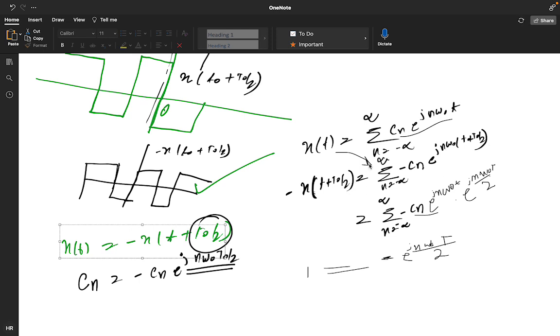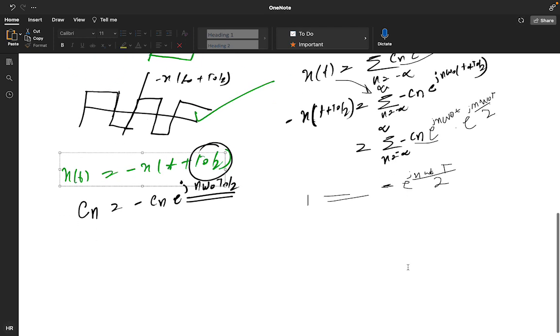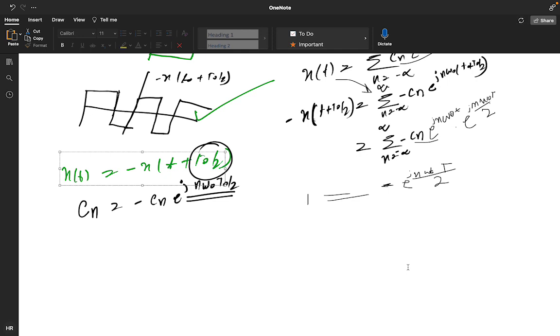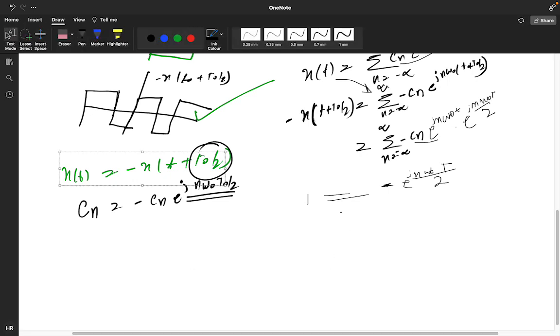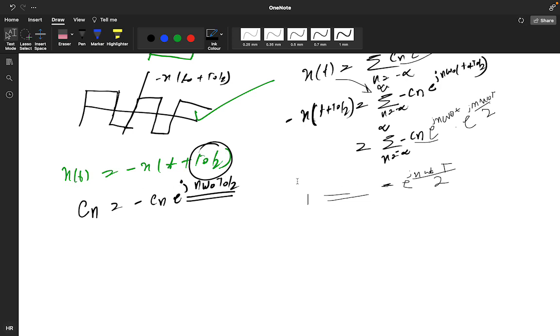Okay, correct. And I am telling that x of t is equal to minus x of t plus T naught by 2. When you equate this function and this function, the C n e power j n omega naught t will cancel out. So what you will get is 1 is equal to minus e power j n omega naught t by 2, correct or not? Correct or not, guys? Tell me. Yes, sir. So an extra T naught by 2 term will be there. So this we are getting.